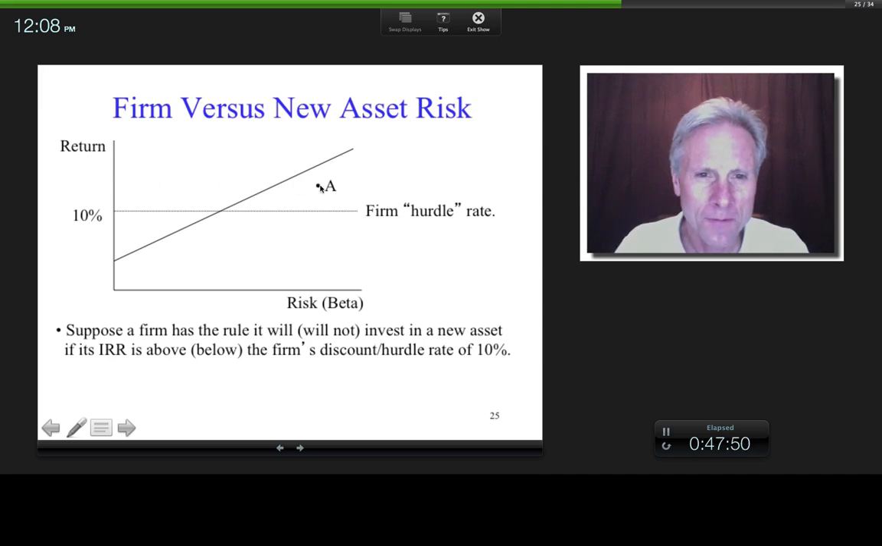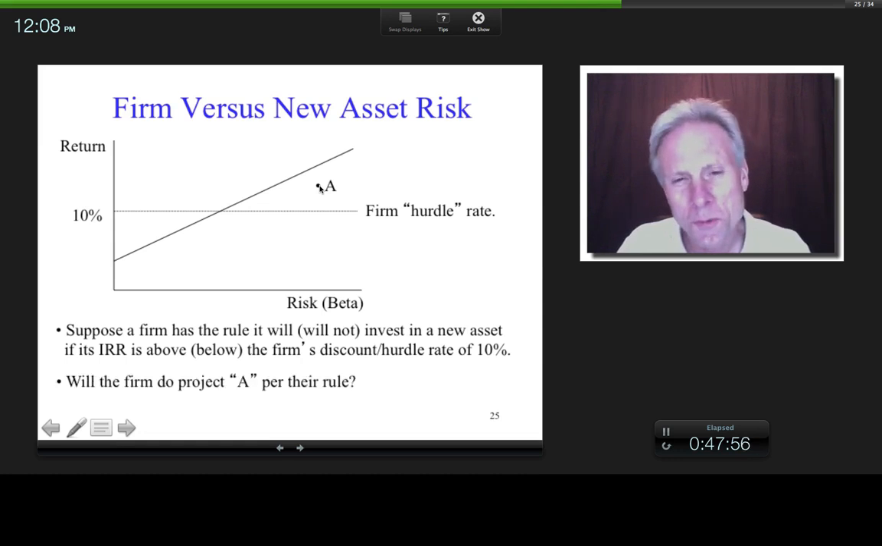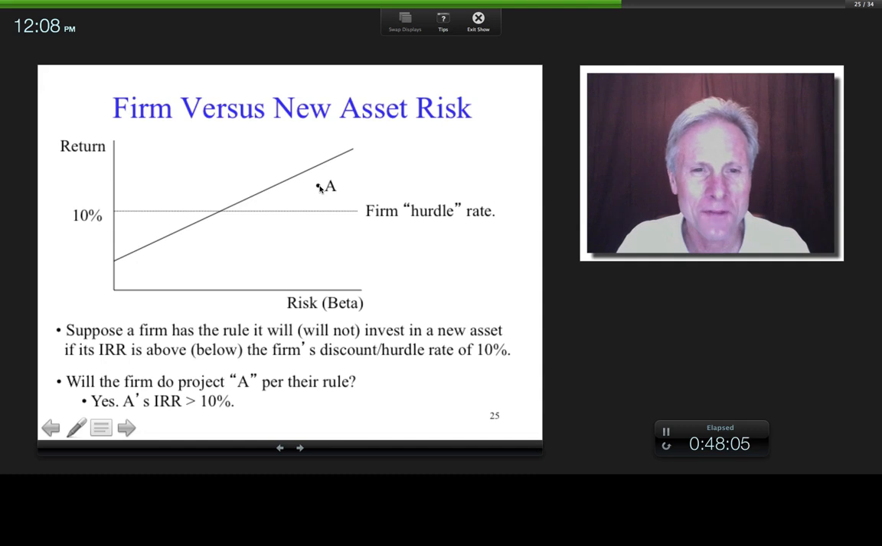It's higher, right? Their internal rate of return is basically going to be higher. So per the rule, would they do the project? Would they say, yes, full speed ahead, let's do it? They would, right? The internal rate of return is basically greater than 10%.